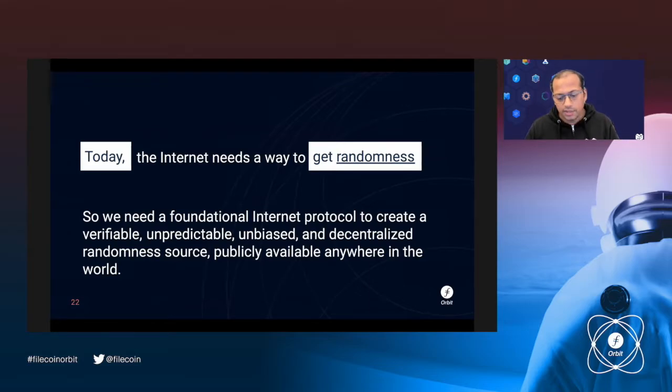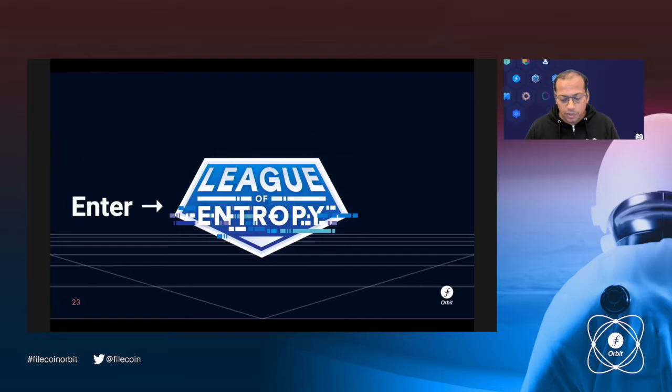Today, the internet needs a way to get randomness. Just as we wanted to get time, the internet needs to get good randomness. That's why we need a foundational internet protocol to create a verifiable, unpredictable, unbiased, decentralized source of randomness. And this should be publicly available to anybody, anywhere in the world. Here is where the League of Entropy helps us out. They came in to save the world, pretty much, from the lack of good entropy, good randomness.